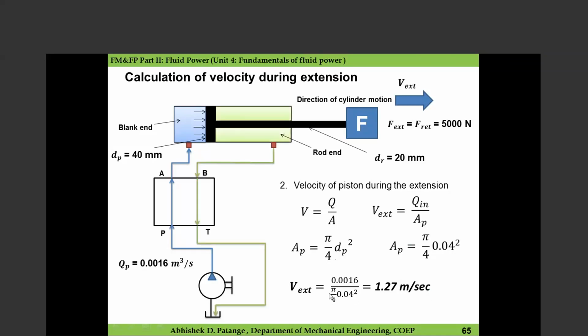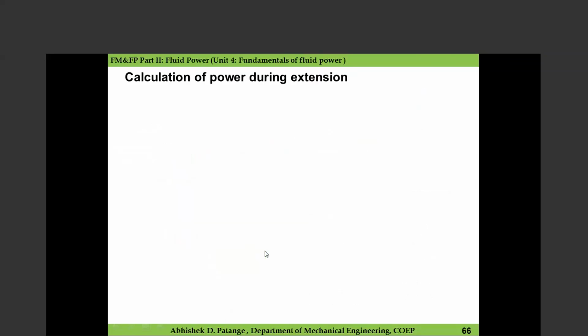Now, as I already said, since the rod end liquid is connected to the tank, it has no pressure generated because of the force acting on the system. Now let us try to calculate the power required for the extension stroke.